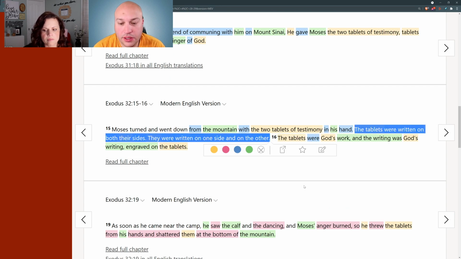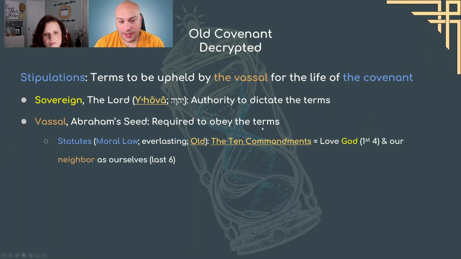Right there in blue, can you read that? The tablets were written on both sides, both their sides. They were written on one side and on the other. Okay, so why was that the case? So we're going to see here, later on, we're going to read about one of the things we discussed last week, which is there needs to be a copy for each person, each of the people that were interacting.